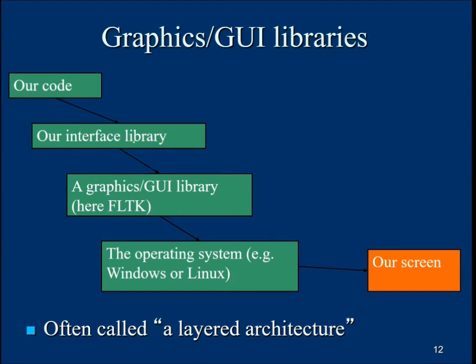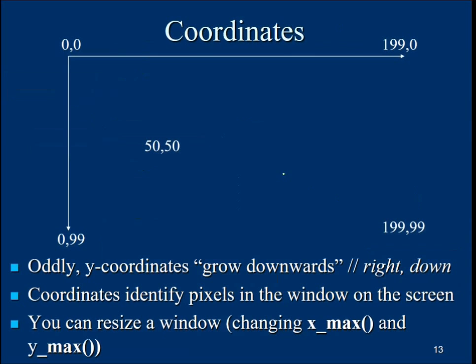This is how the structure goes. This is your code, the interface library, and the graphics or GUI library, if you are talking about FLTK, and then the OS, and this is the screen. Often this is called a layered architecture. The y coordinate goes downwards. Coordinates identify pixels in the window on the screen. So you can resize the window by changing x max and y max.